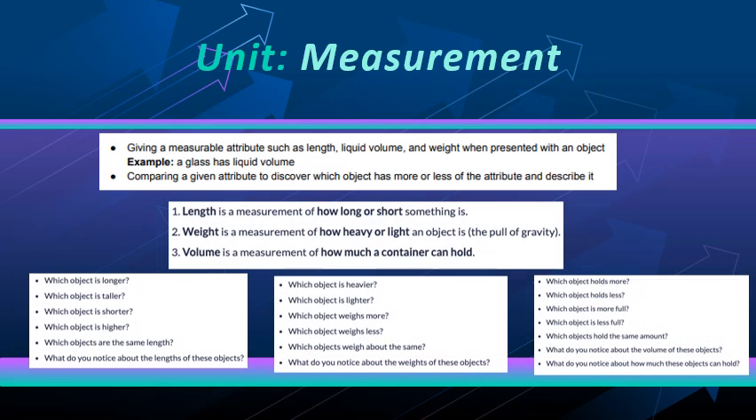Students will be describing objects using measurable attributes such as length, volume, and weight. They will not be measuring these objects, but simply describing them. They will also be comparing objects using these attributes by discovering which has more or less of that particular attribute.